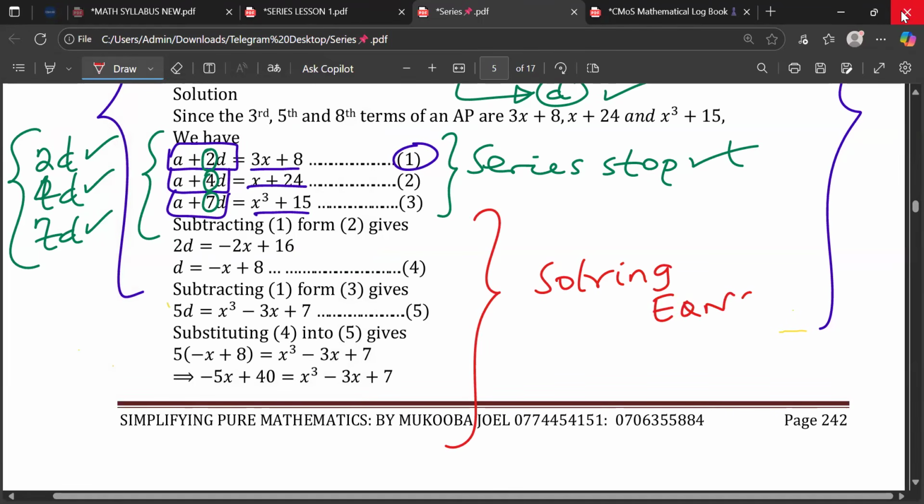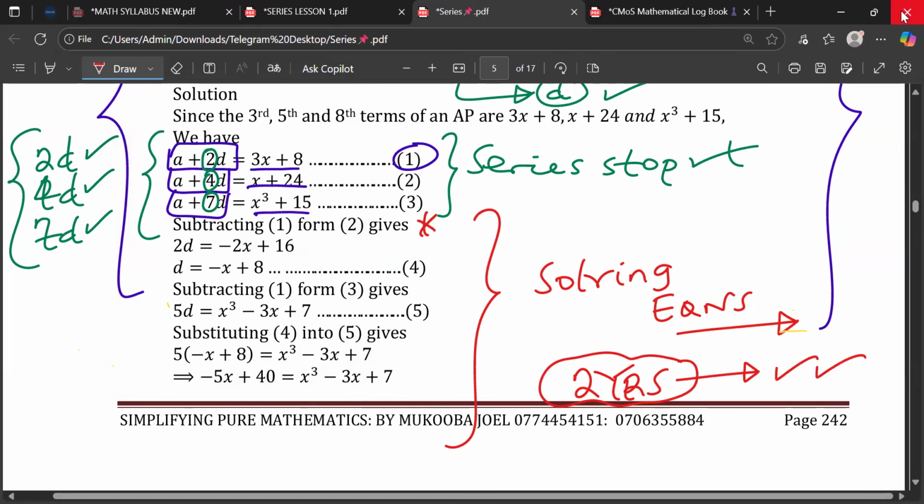You see, I always want to leave here with a lot of tasks, so that you people understand that the years are only 2, but with a lot of tasks. That's why very few people always pass a level, because it needs endurance and perseverance. I'm telling you facts. So I want you to sit down and analyze this statement: subtracting 1 from 2, subtracting 1 from 3, substituting 4 into 5. These are equations you've been solving even at O level. You get?